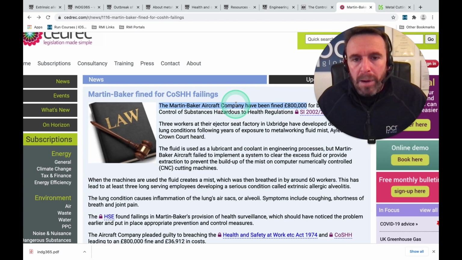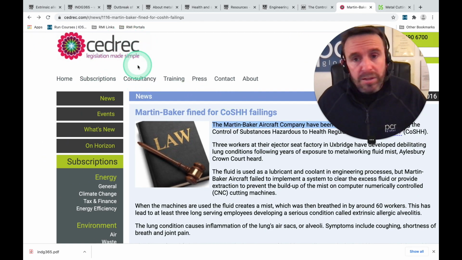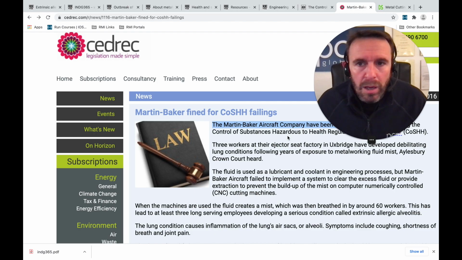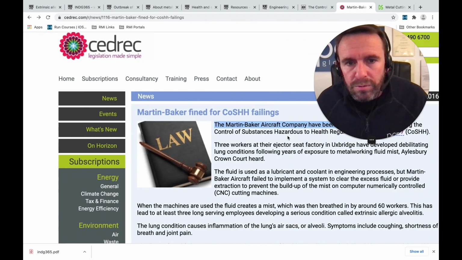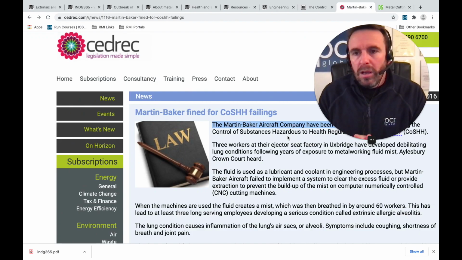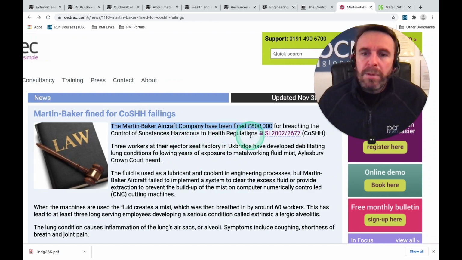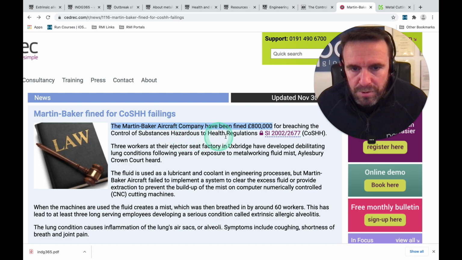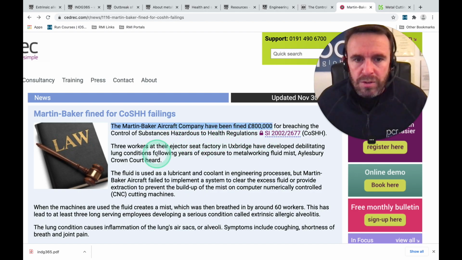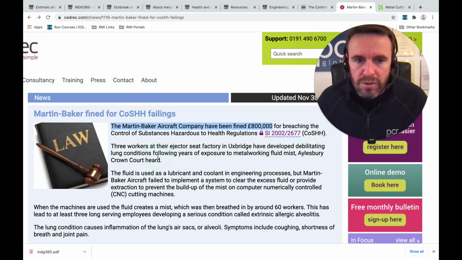If we look at Martin Baker Aircraft Company, using the Cedric website, Cedric's very good. It's a very good offering if you want updates. They do a lot of updates on compliance issues. Very good, actually. The Martin Baker Aircraft Company been fined £800,000 for breaching the Control of Substances Hazardous to Health Regulations. 3 workers at the ejector seat factory in Uxbridge have developed debilitating lung conditions.